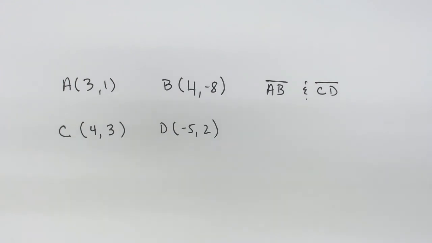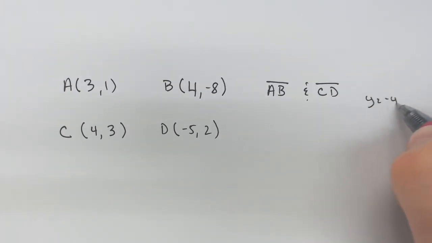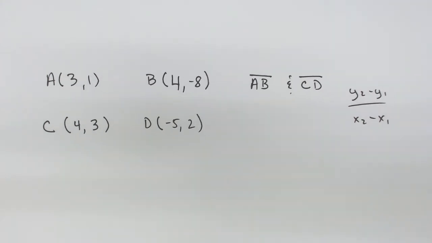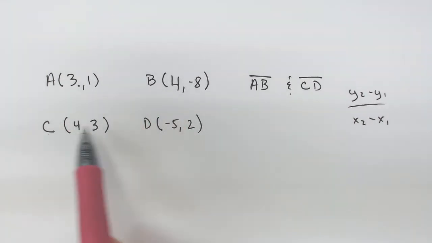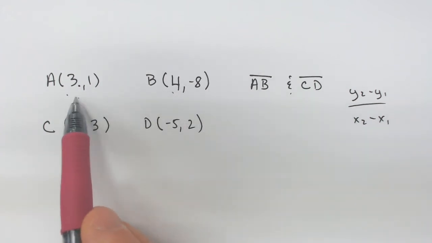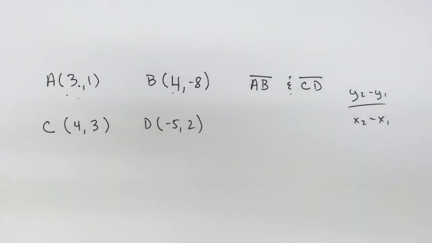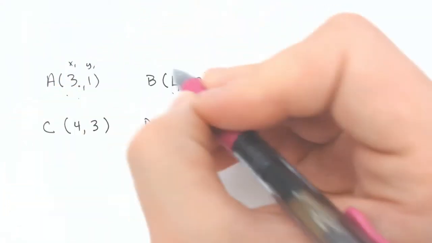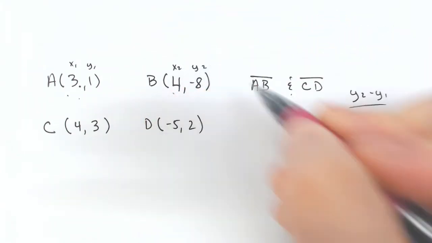I want to know if those lines right there are parallel, perpendicular, or neither. And the way we will do that is by finding the slope of each using our handy-dandy slope formula, y2 minus y1 over x2 minus x1. So we're going to plug both of these lines essentially into that. We want to plug in AB, and then we want to plug in CD, and then we want to compare the slopes. So x1, y1, x2, y2.